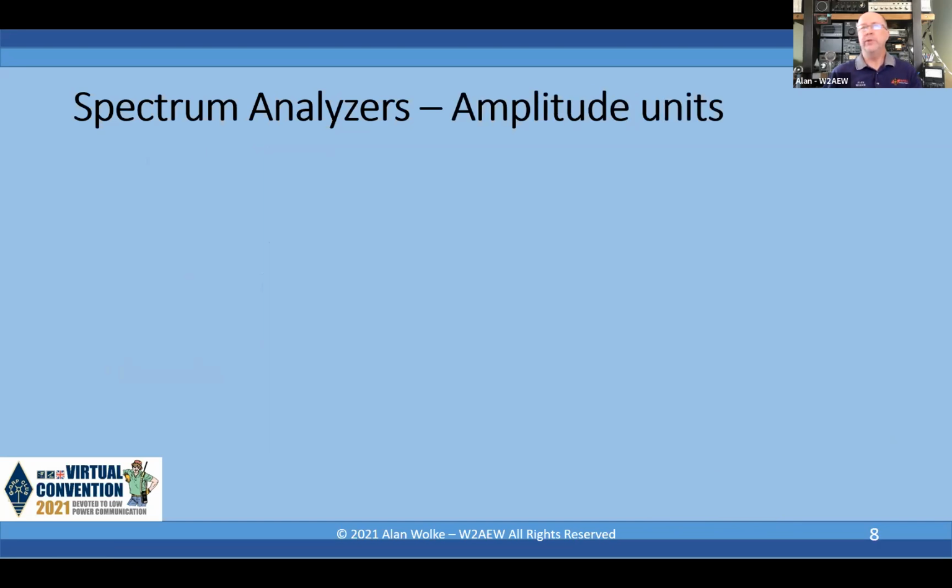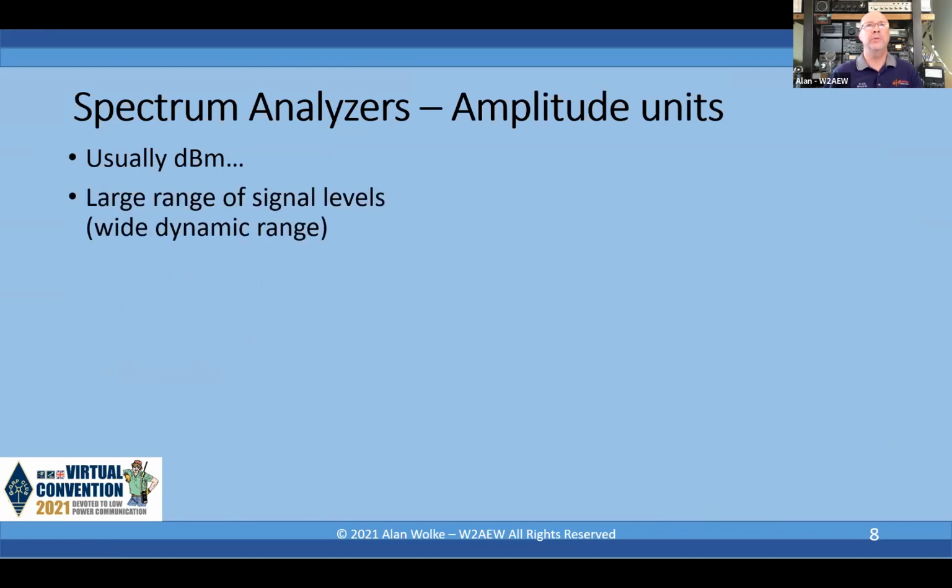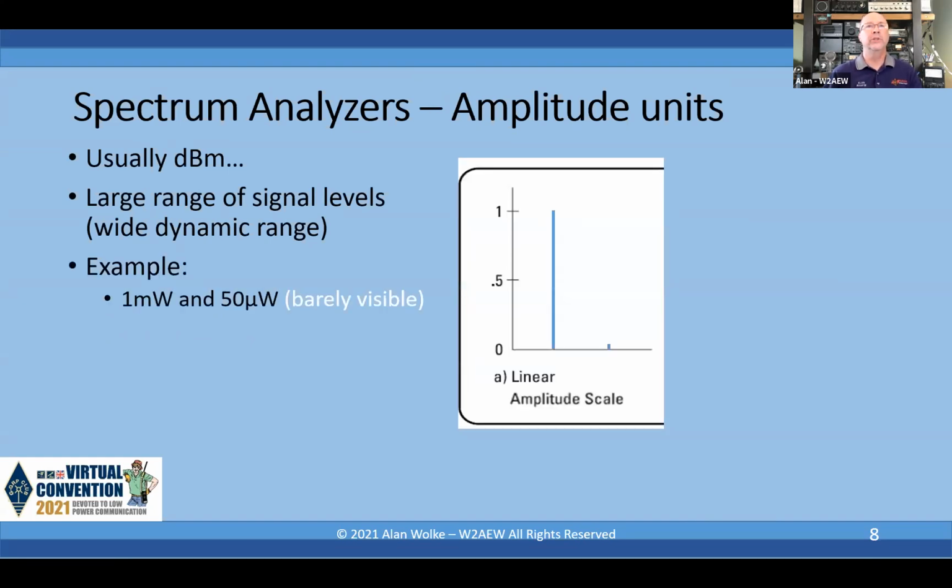So the amplitude units on a spectrum analyzer are usually in dBm, okay? The reason for that is because this gives us the ability to view on the same display a very large range of signal levels. Another way to say that is a very wide dynamic range. So here's an example. Let's say we plotted amplitude in a linear scale like this.